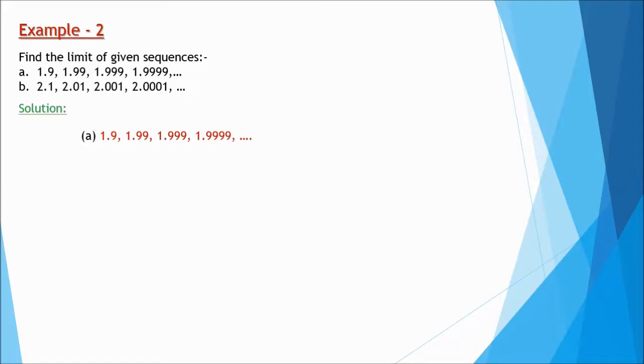We have to find the limit. What we have to observe is where the numbers are approaching. You can easily see 1.9, 1.99, 1.999, with 1 nine, 2 nines, 3 nines, 4 nines. These numbers are getting closer and closer, nearer and nearer. They are approaching a fixed number, and that fixed number is none other than 2. That means the limit is 2.